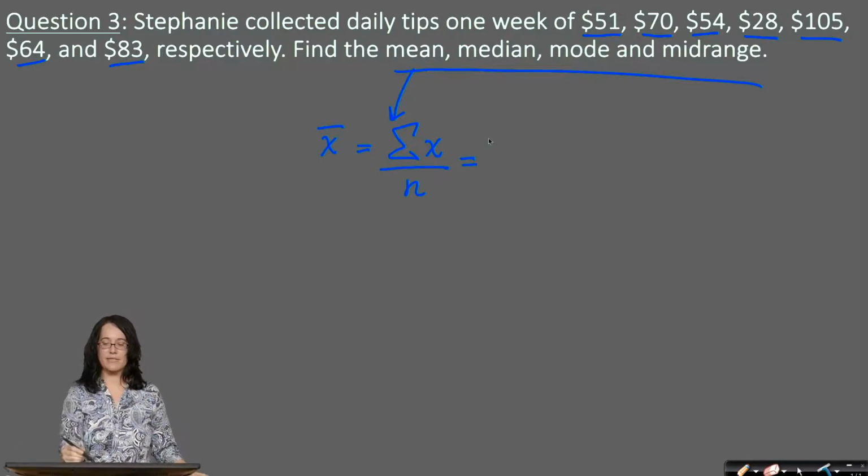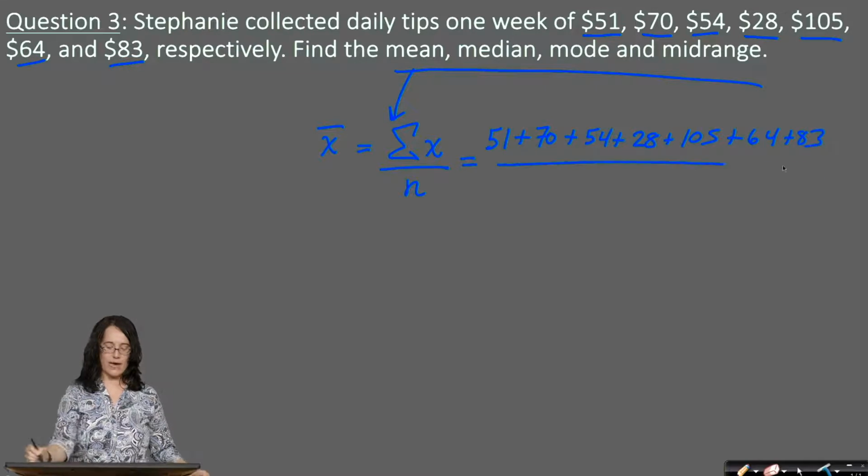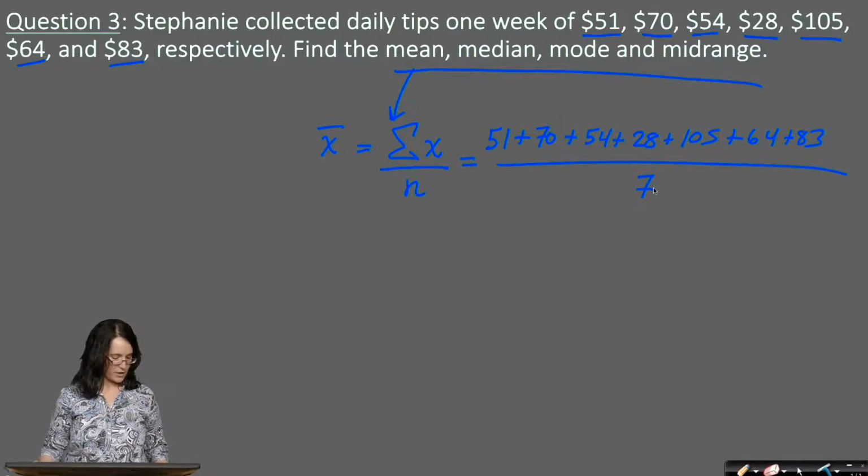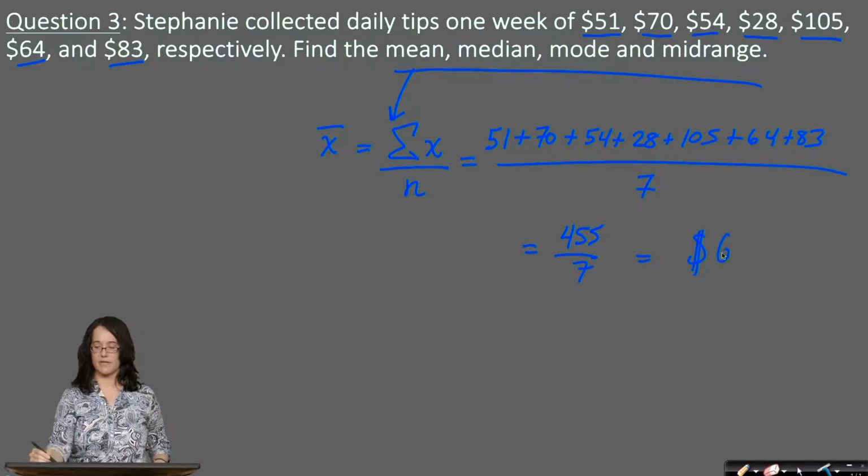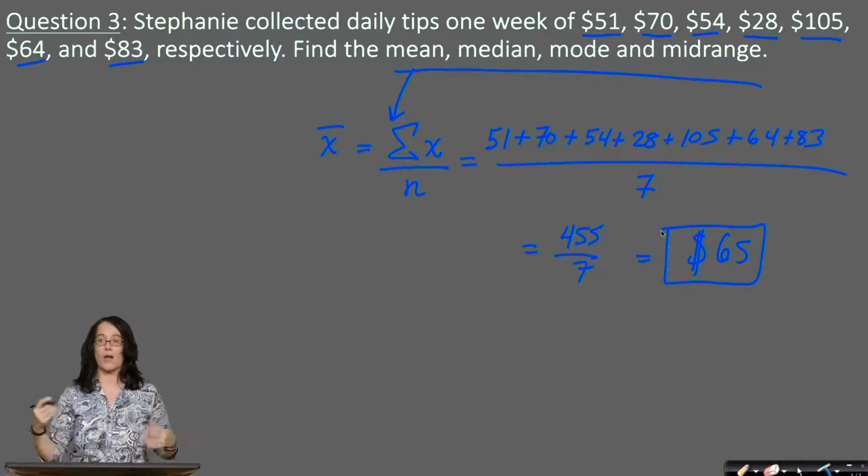So that's symbolically the sum of all X values, all data points, divided by the number of items, your sample size. In this case, that would be 51 plus 70 plus 54 plus 28, add 105, add 64, and add 83. And when you add those up, we have to divide by the number of them, and these were the different days of the 7 days of a week, so it's dividing by 7. We should be getting our total of 455 divided by 7, or her average tip each day was $65. That's what the average means, right? On average, she was earning $65 in tips each day.